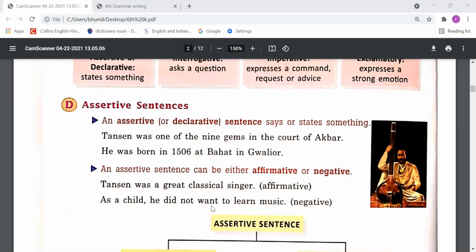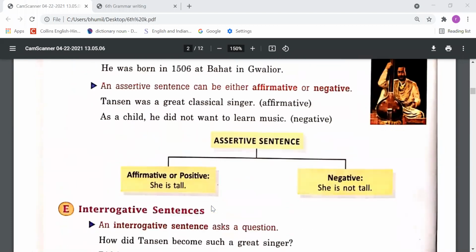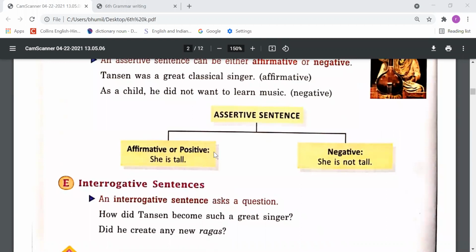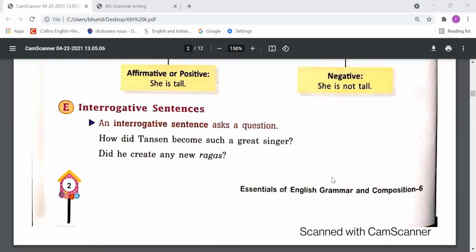Suppose if I say you are my student, that is affirmative, and if I say you are not my students, then that is a negative statement, right? Assertive sentence. Assertive means affirmative or positive. To affirmative we can also say positive, and then negative. She is tall, that's affirmative or positive. She is not tall, that is negative.